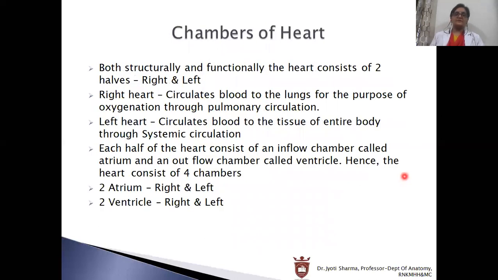Now we see the chambers of the heart, both structurally and functionally. The heart consists of two halves, right and left. The right heart circulates blood to the lungs for the purpose of oxygenation through pulmonary circulation. The left heart circulates blood to the tissues of entire body through systemic circulation. Each half of the heart consists of an inflow chamber called atrium and the outflow chamber called ventricle. Hence, the heart is made up of four chambers: two atrium, right and left, two ventricles, right and left.